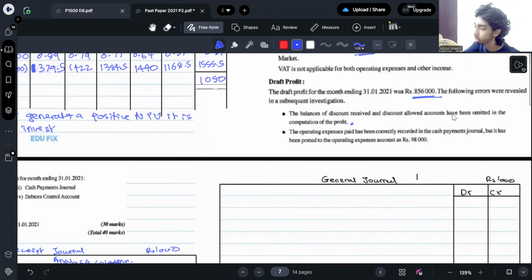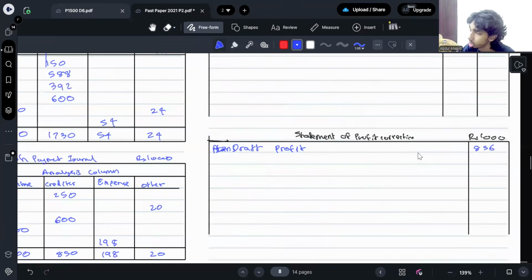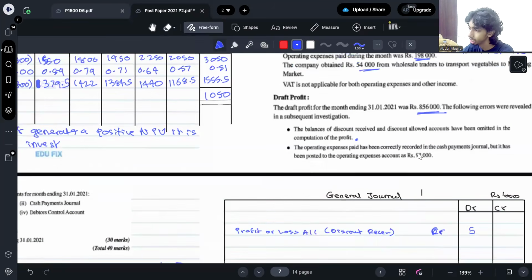So how are you going to record that? Then discount received, we are going to say profit or loss account. Profit or loss account, discount received should be credited. It's an income, no? Discount received amount is 5,000. Discount received debit, sorry, credit 5,000. It's income. So they are saying only the discount received account is the problem.